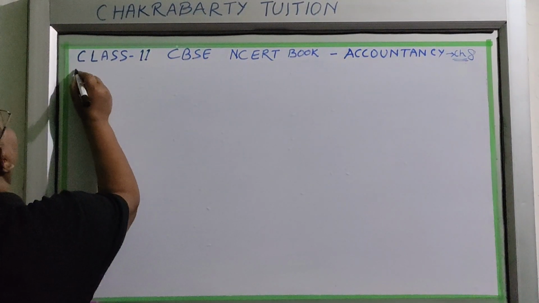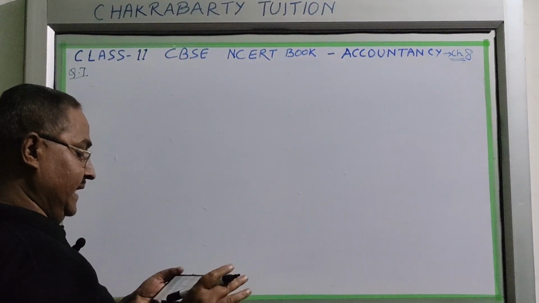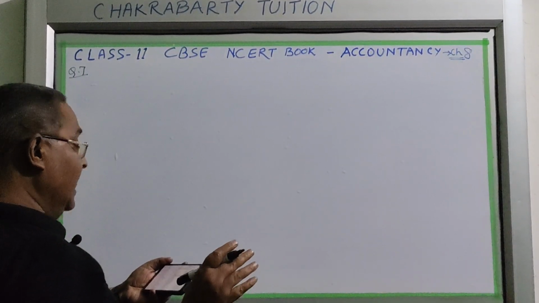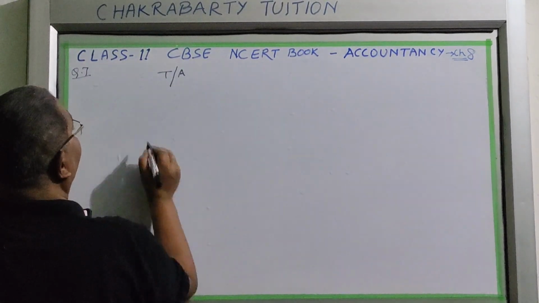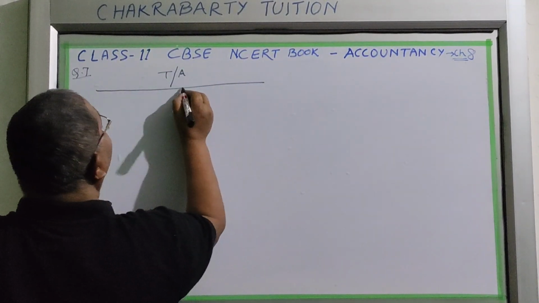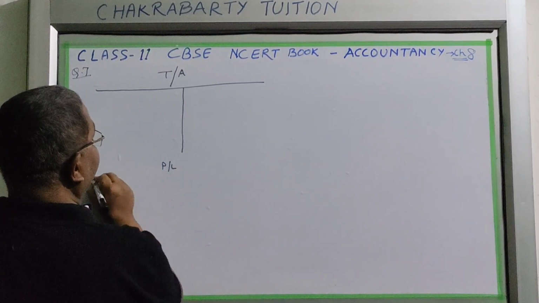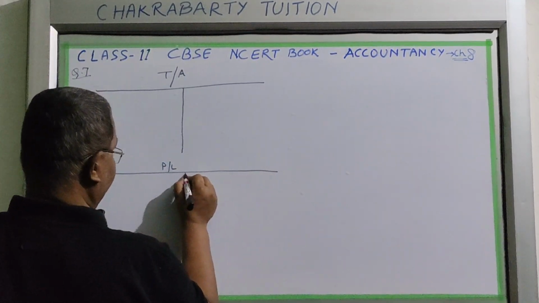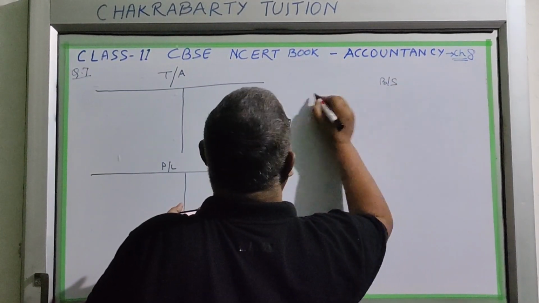Now we will do question number 7. In this question, you have to prepare the trading account, P&L account and the balance sheet. So we will prepare the trading account here, then the P&L account here, and the balance sheet here.